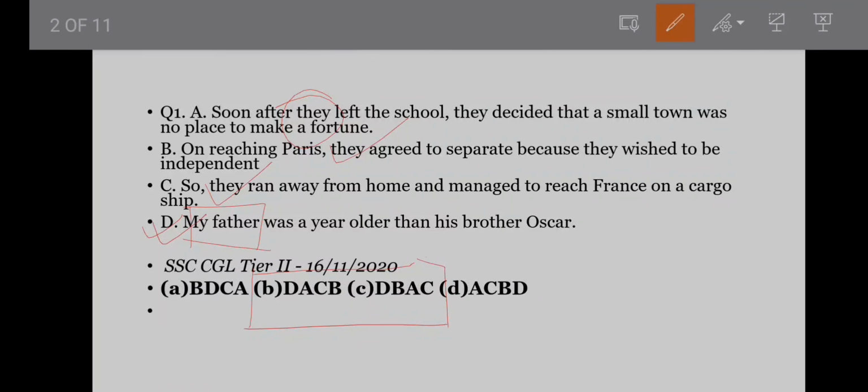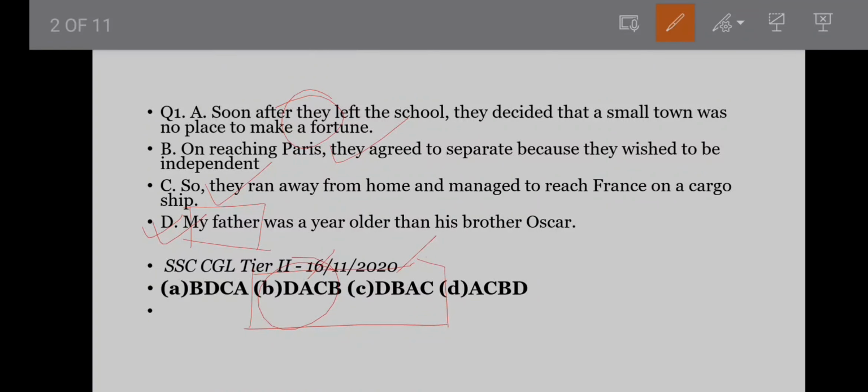So let's see what can be next. It's A or B. First is "my father was a year older than his brother Oscar." If we put option B first, then in A, "soon after they left the school, they decided that a small town was no place to make a fortune." Then option C, "so they ran away from home and managed to reach France on a cargo ship." And then option B, "on reaching Paris." So it is a suitable one. So option B can be the right option.